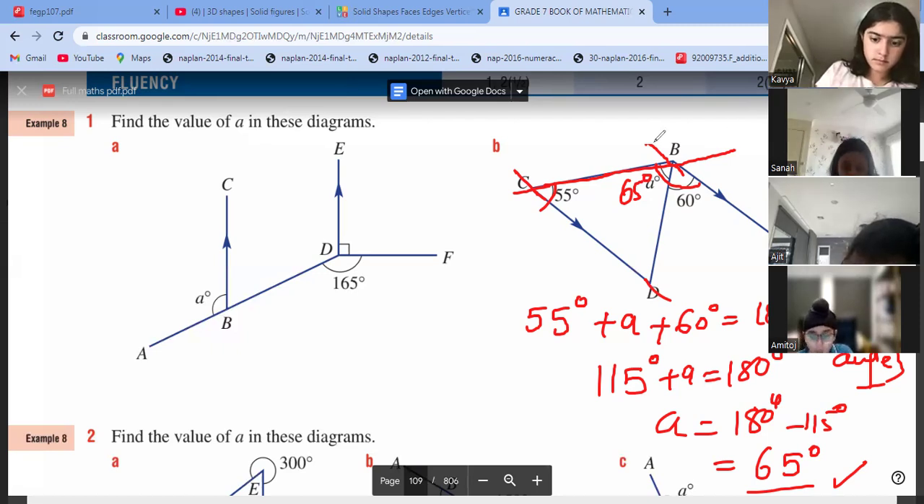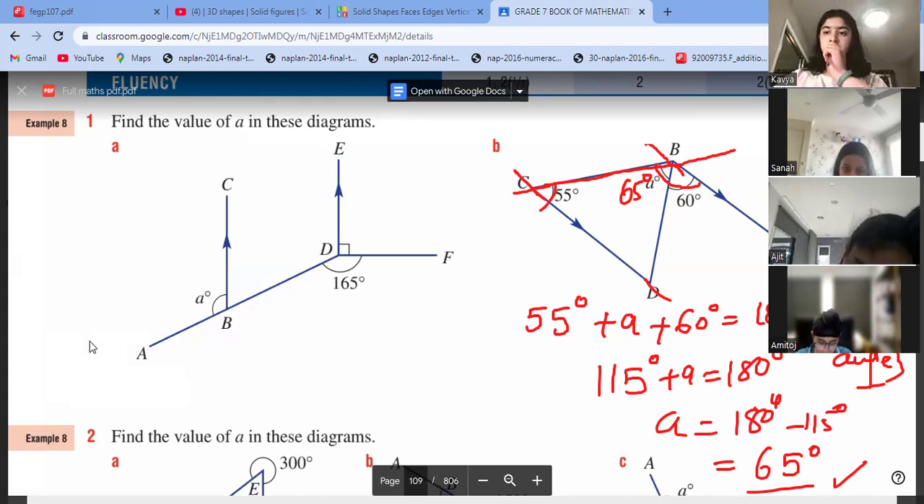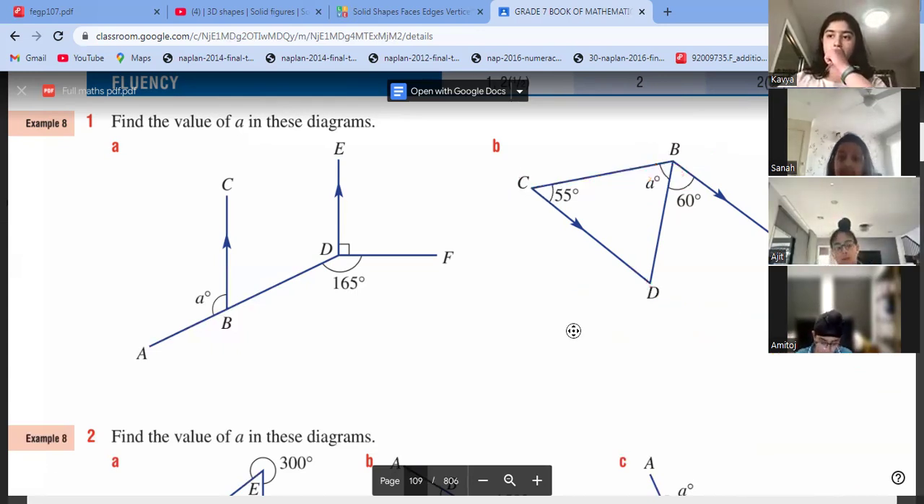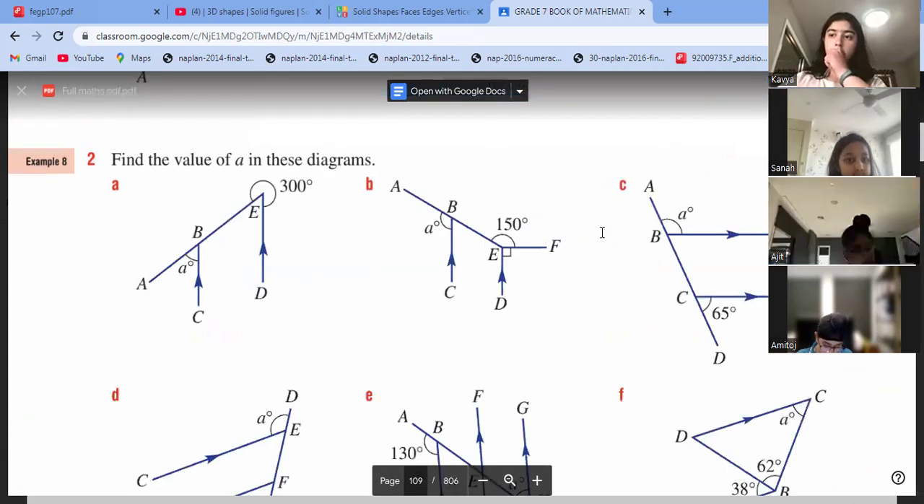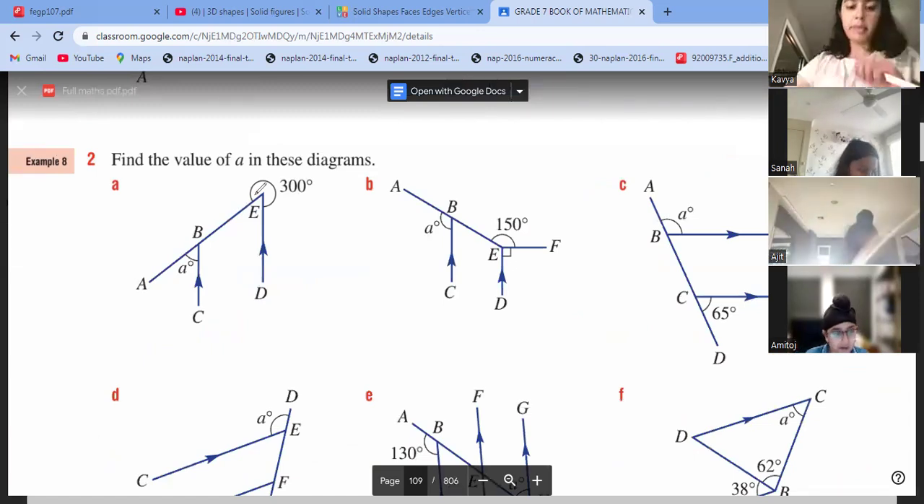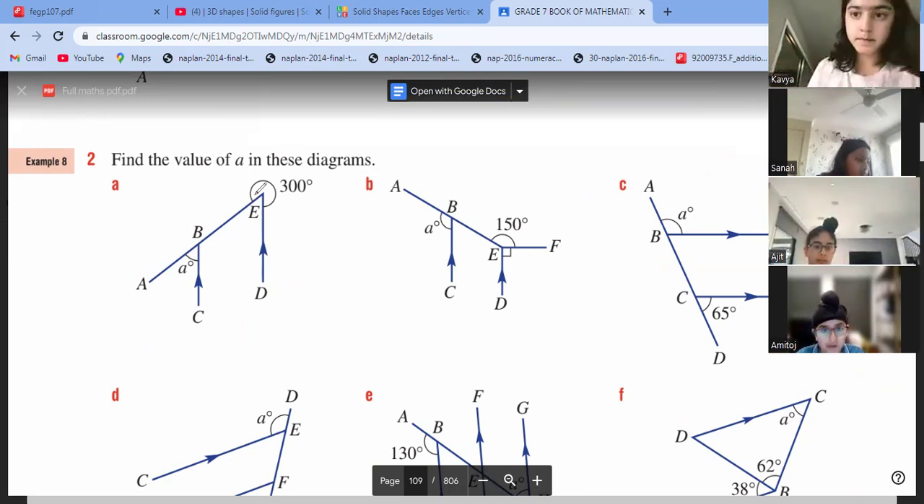Done? See the next question, students, now. Now do this question yourself and tell me what is its answer. Use your brain a little for this second question, A part. And Sana, you will tell me the answer for this question.